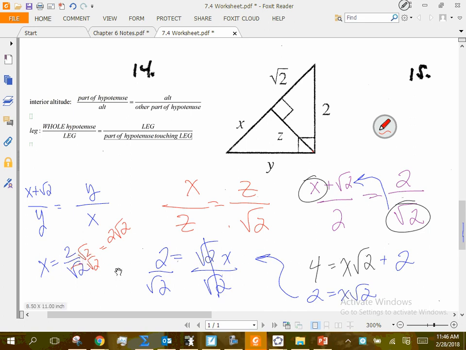And I'll explain why that is here in a moment as well. What's radical 2 times radical 2? Radical 4, which is just 2. Okay? Now think about what's going on here.